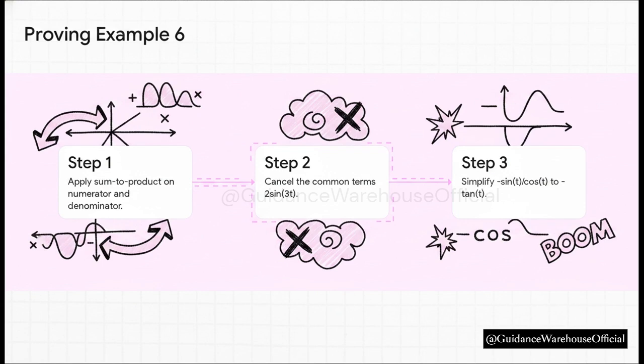Poof, gone. So what are we left with? Just negative sine t over cosine t. And by our basic quotient identity, we know that is exactly equal to negative tangent t. Boom. Proof complete. Those incredibly messy sums compress beautifully into products that just easily canceled out.